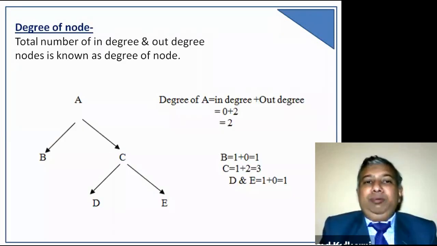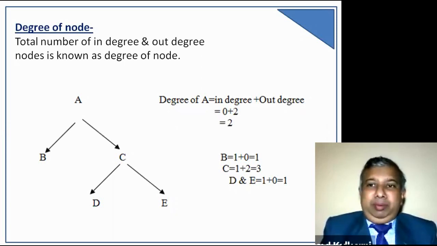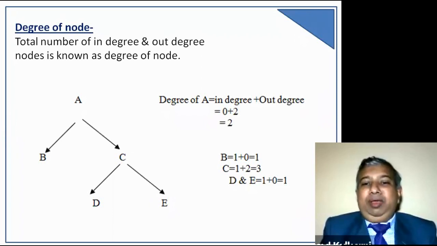Degree of node. Total number of in degrees and out degrees of a node is known as the degree of that particular node. Let us try to understand with the help of an example. See the tree structure given in the diagram. A is the root of the tree which has two more nodes, B and C. So how to find out the degree of A? Now here a formula is given. Degree of A is in degree of A plus out degree of A.